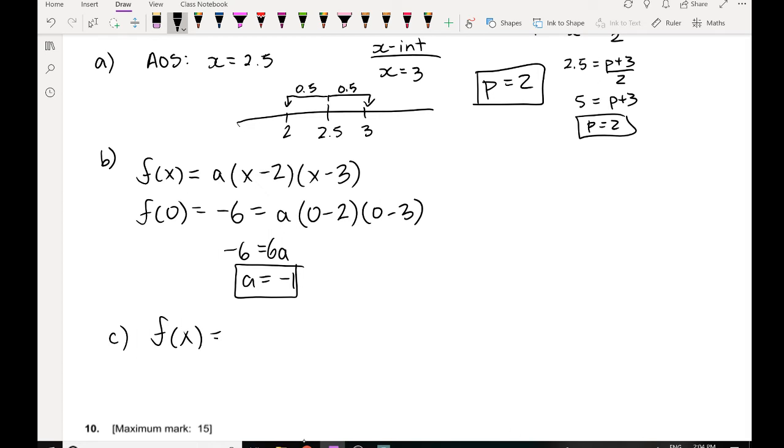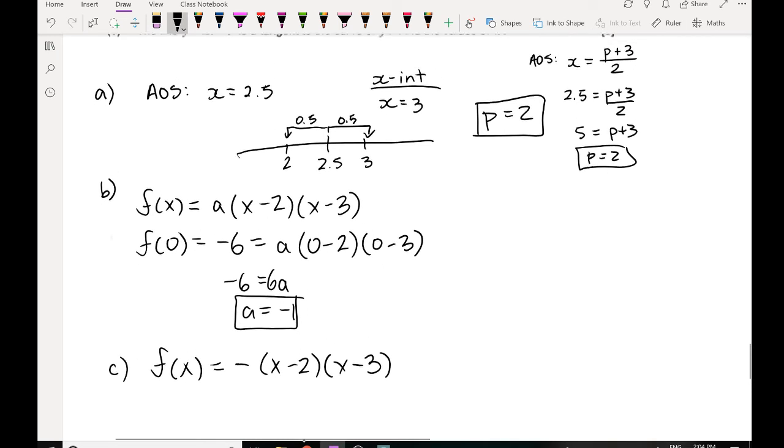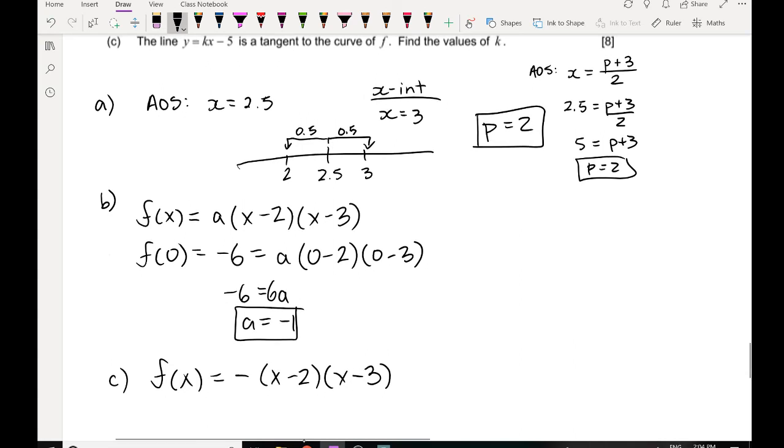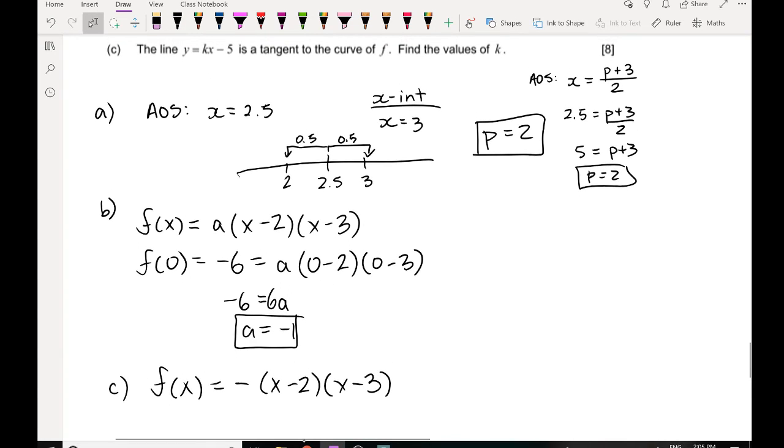I vaguely remember this question. Not vividly, I'm sorry to say, but I'm pretty sure that the next part is a tangent line kind of thing in some capacity. So that's the function f of x. It's a quadratic, 2 x-intercepts. It opens down because of the negative in front. So part C says the line y equals kx minus 5 is tangent to the curve of f. Find the values of k.